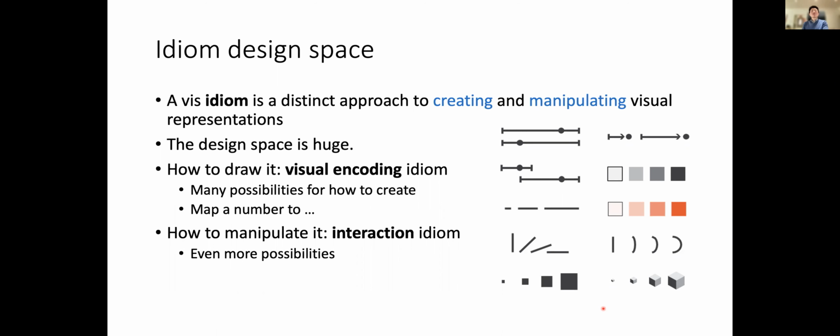Okay, so these are the important concepts. The first one is idiom, which is like a guideline to give you an initial starting point for how to design the visualization. The design space is all the possible designs. And visual encoding just means how you map data to the visual representation, which is called visual encoding.